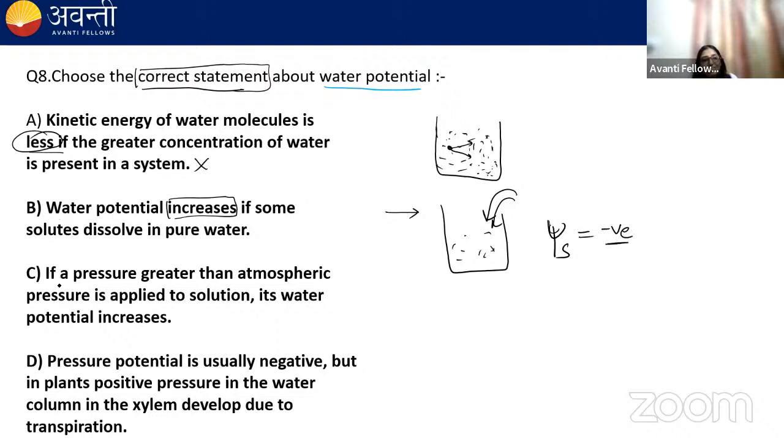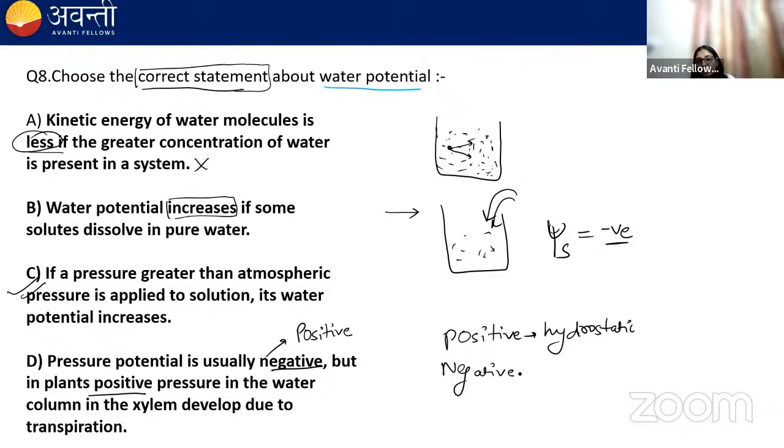Remember this. Option C says if a pressure greater than atmospheric pressure is applied to the solution, its water potential increases. Absolutely correct. If I apply pressure greater than the atmospheric pressure to the solution, its water potential will automatically increase. Option D says the pressure potential is usually negative. No, it is usually positive. A positive pressure you will observe in hydrostatic pressure. And negative during transpiration. Pressure potential would be negative during transpiration because of the tension in the water column in the xylem.